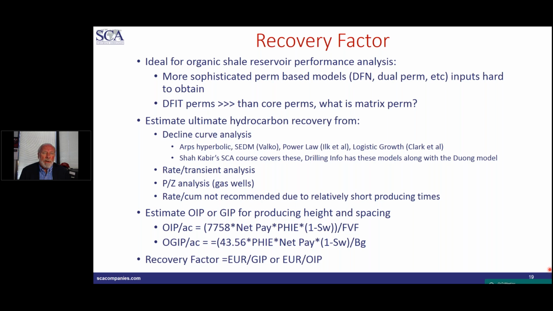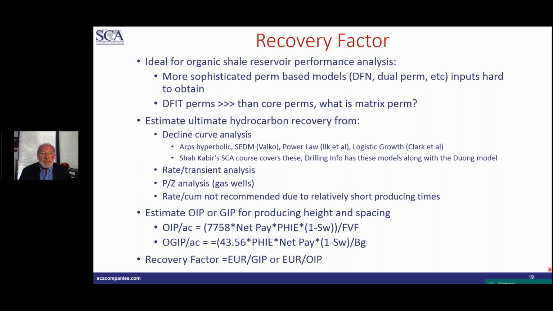But you want to get your EUR, your ultimate hydrocarbon recovery, and that comes typically from decline curve analysis, 9 times out of 10, if not more. The different methods, in fact, there's a whole course that Shah Kabir offers. In fact, coincidentally, it's the week before our course coming up in February, so it's not a prerequisite for this course, but it's recommended that you look at that, or at least look at these methods.